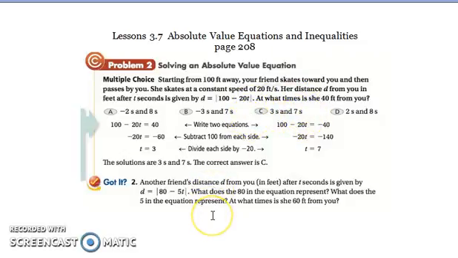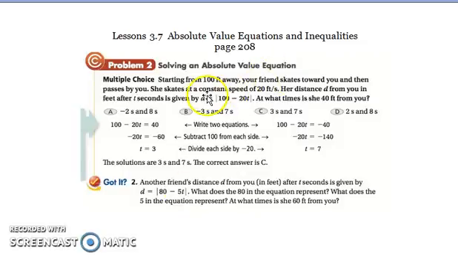Another friend's distance from you in feet after t seconds is given by d equals 80 minus 5t, absolute value. What does the 80 in the equation represent? The 80 is the starting distance. Up here it was starting from 100 feet away, that was the 100. So the 80 is our starting distance away. What does the 5 represent?